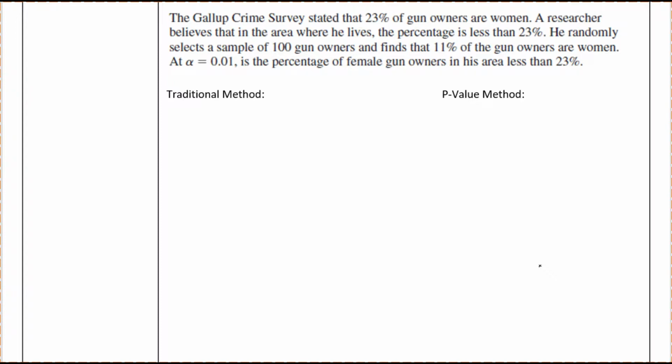So we want to see if the number of female gun owners is less than 23%. So we'll say that that's our claim. For step 1, we have our hypothesis. It says less than 23%, so that means less than 0.23. Since it's a statement of inequality, that belongs to the HA.